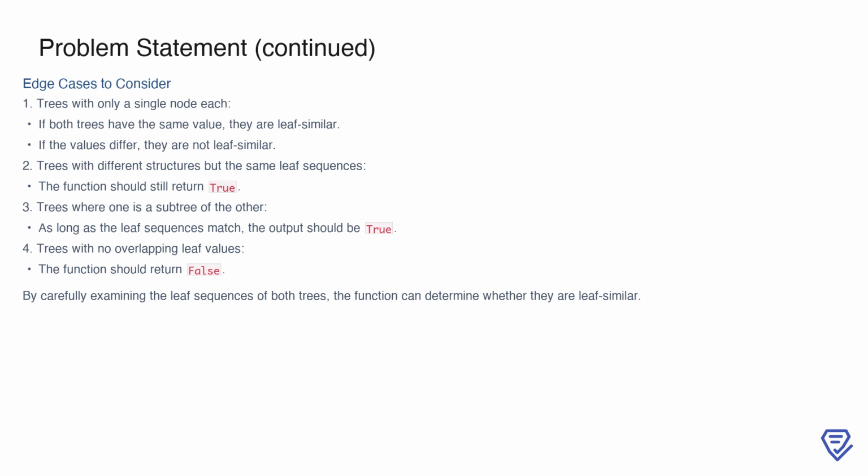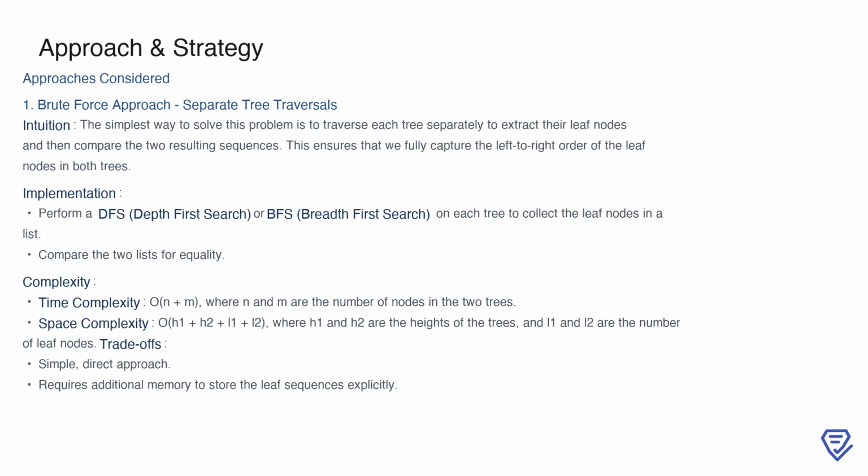binary trees are leaf-similar. To begin, one straightforward approach to solving this problem is the brute force method, which involves performing separate tree traversals for each tree. The idea here is to traverse each tree independently, extract all their leaf nodes, and then compare the two resulting sequences. This ensures that the order of the leaf nodes from left to right is preserved in both trees. For implementation, we can use a depth-first search or breadth-first search to collect the leaf nodes in a list for each tree. Once we have the two lists, we simply check if they are equal.